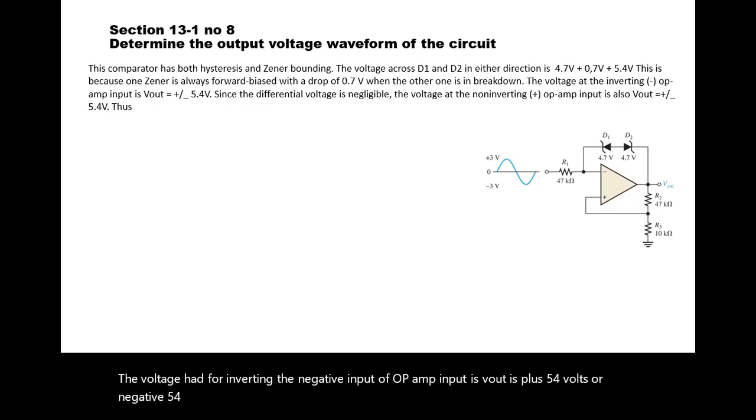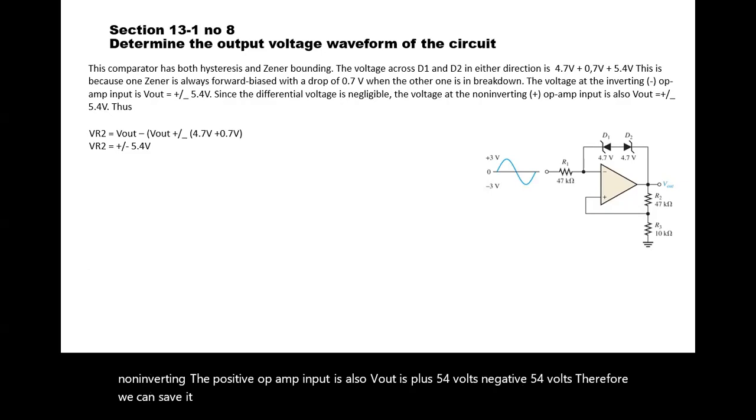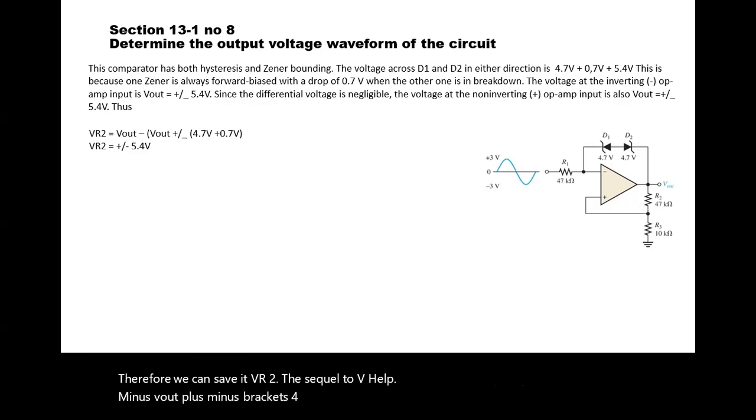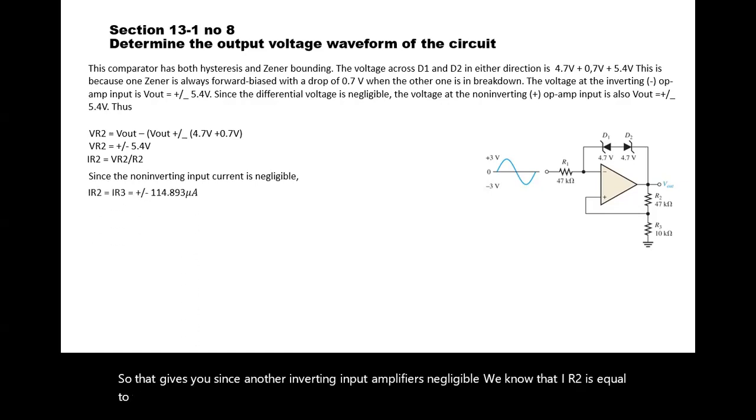So the differential voltage is negligible. The voltage at the non-inverting, the positive op-amp input, is also V out, plus 5.4 volts or negative 5.4 volts. Therefore, we can say that VR2 is equal to V out minus V out plus minus, in brackets, 4.7 volts plus 0.7. That VR2 is plus minus 5.4 volts. So IR2 is VR2 divided by R2. Since the op-amp input current is negligible, we know that IR2 is equal to IR3, which is plus minus 114.893 microamps.